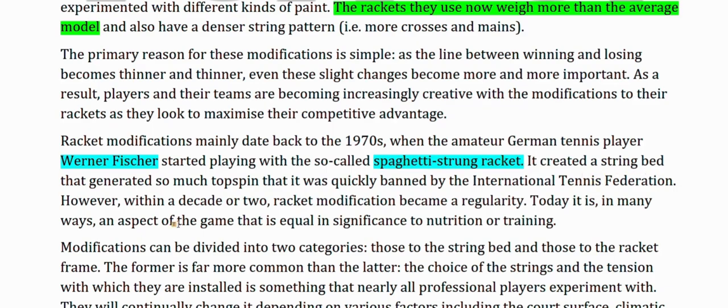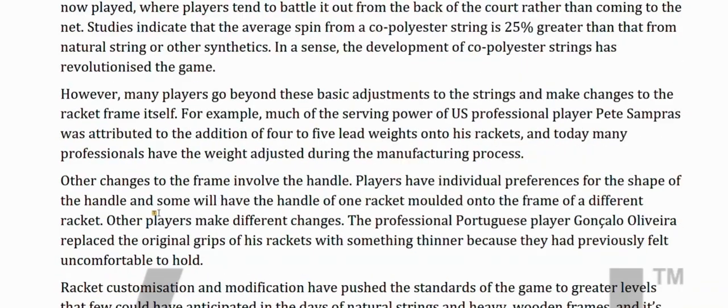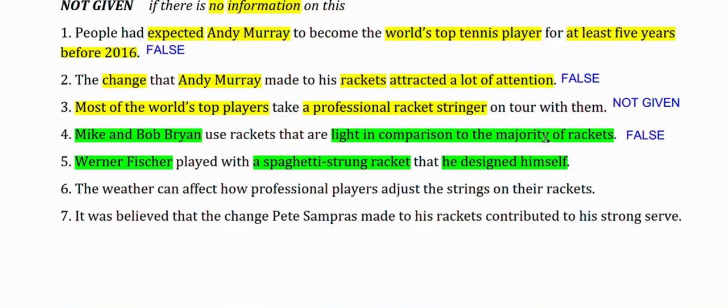It created a string bed that generated so much topspin that it was quickly banned by International Tennis Federation. However, within a decade or two, racket modification became a regularity. Today it is in many ways an aspect of the game that is equal in significance to nutrition or training. But we don't know whether the design was created by this particular person or whether somebody else created it. So our answer to this particular question will be not given. We cannot say false because we don't know who designed the racket, so we will say not given.